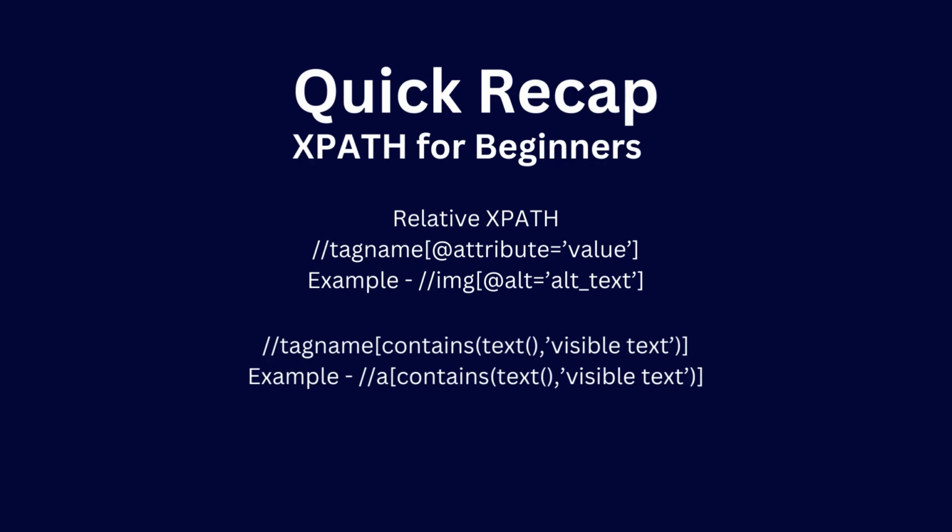For a quick recap, today we discussed XPath for beginners, and talked about relative XPath, where we have the tag name, attribute is equal to value, with an example, and tag name contains text with a visible text, with an example.